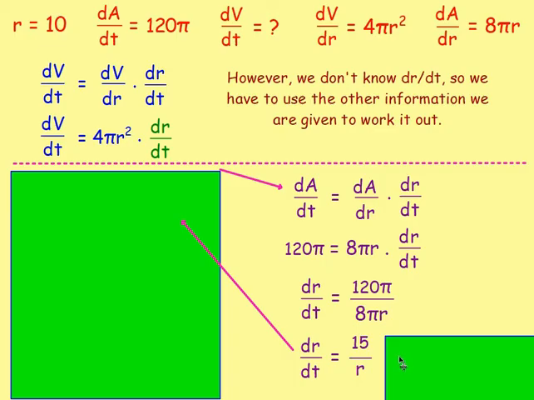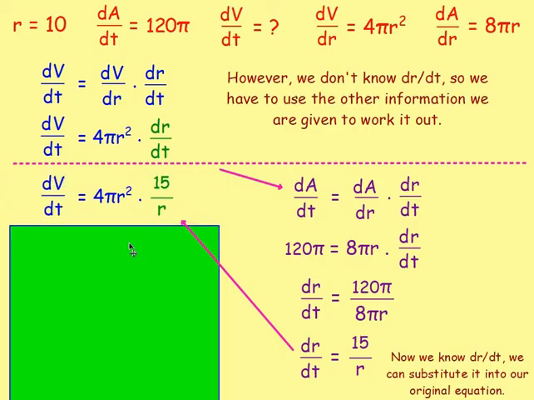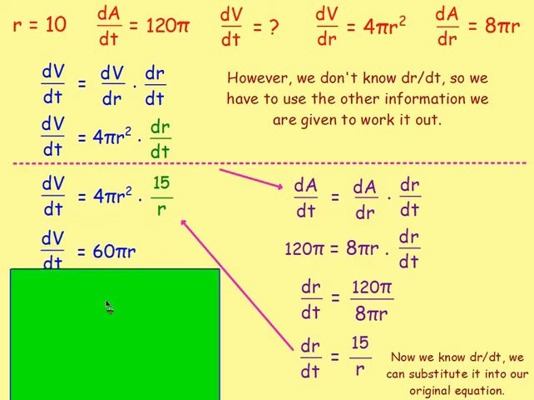Because we know now dr by dt, we can sub that into the original equation that we came up with. So we go back up over here, and we replace dr by dt with the 15 over r. Therefore, we will end up with 4 pi r squared times that 15 over r. Work that out then. Well, 4 times 15 would give you 60. The r would cancel out here. It would leave you with one of them here, and we've still got pi, so we've got 60 pi r.